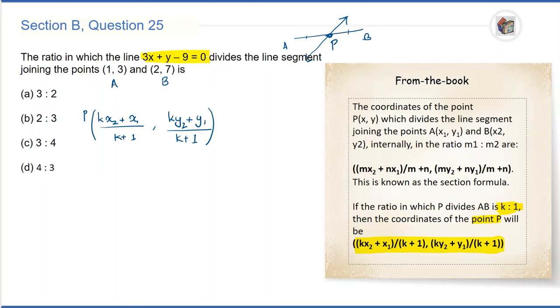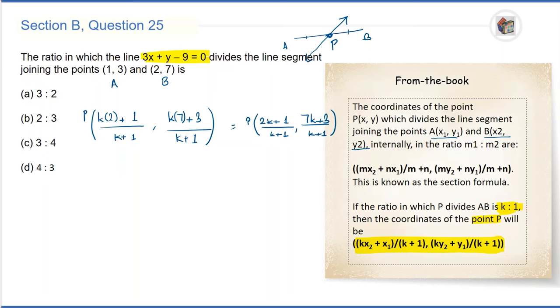This is the formula where what is x1, x2, y1, y2? These are the 2 points which form the endpoints of the line segment. So in my case, I know what x1, y1 and x2, y2 are. I'm just going to put those values here. There you go. Now if you simplify this, this is going to be 2k plus 1 upon k plus 1. That's going to be the x coordinate, and the other side is 7k plus 3 upon k plus 1. That is the y coordinate.